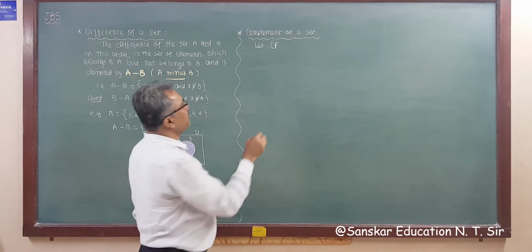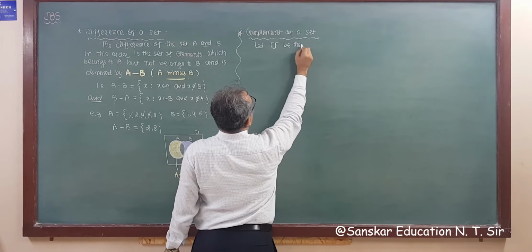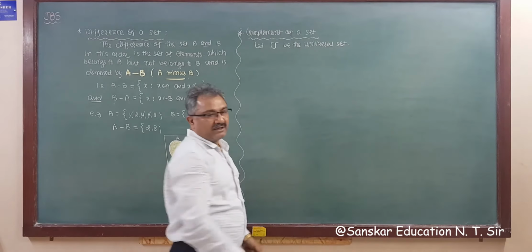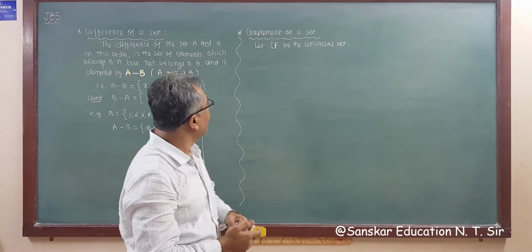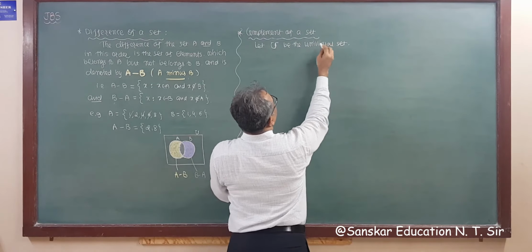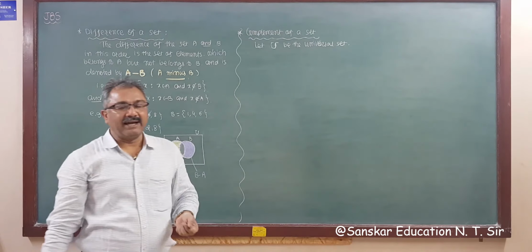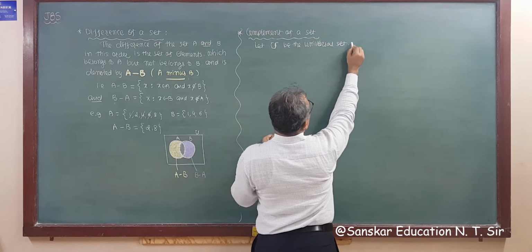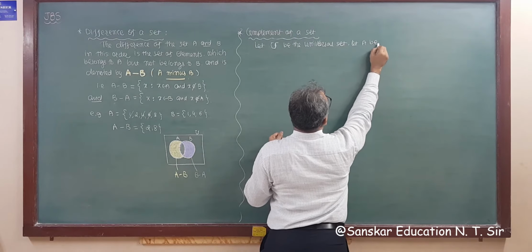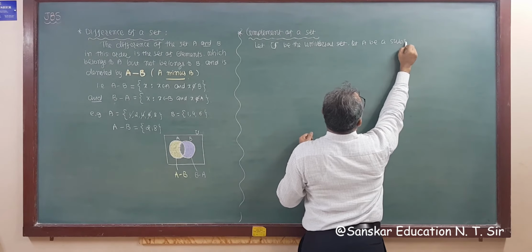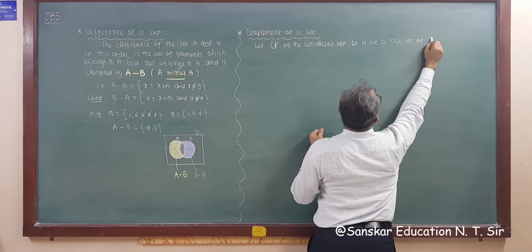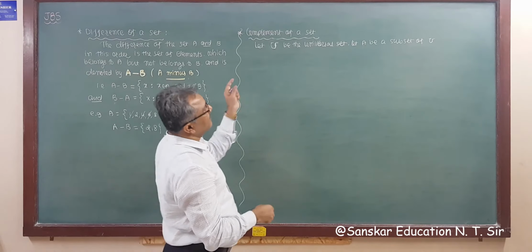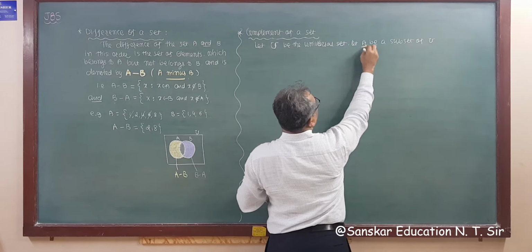Let U be the universal set, and let A be a subset of U. Sorry, I made a spelling mistake in Universal. So set A is a subset of U. Then the complement of this set A, right?